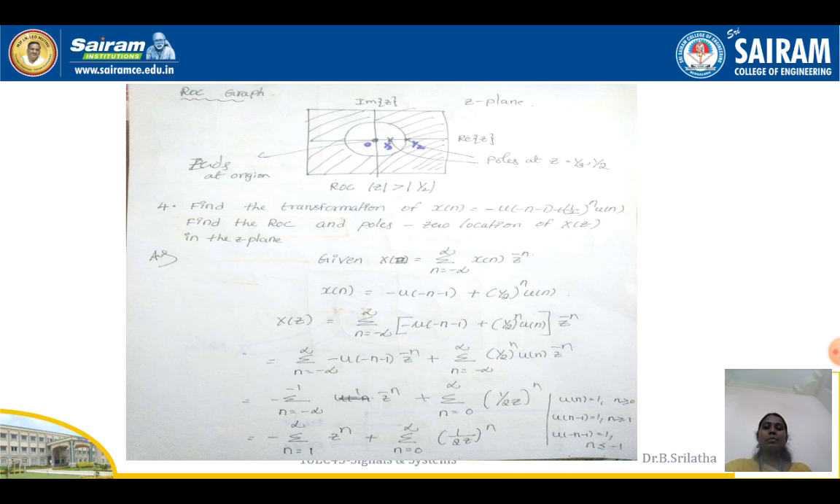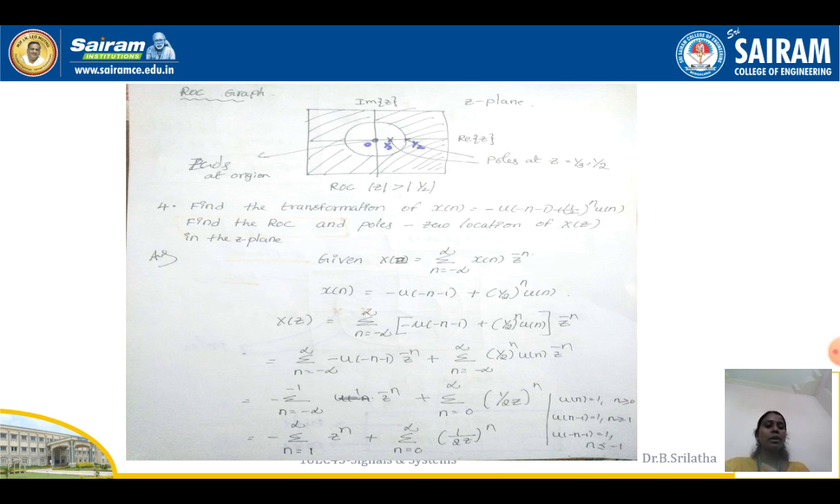Write the given expression. x of n is equal to minus u of minus n minus 1 plus 1 by 2 whole power n into u of n. From the definition, x of z is equal to summation n is equal to minus infinity to plus infinity x of n into z power minus n. What is the next step? Substitute the given signal in the equation. Now x of z is the summation from minus infinity to plus infinity of minus u of minus n minus 1 plus 1 by 2 whole power n into u of n, times z power minus n.